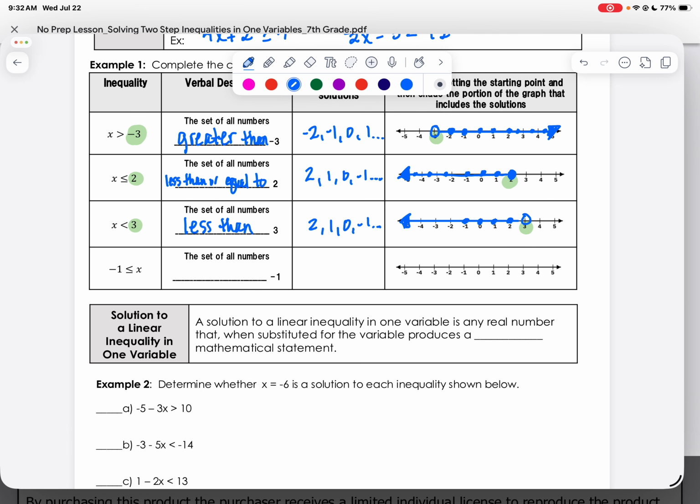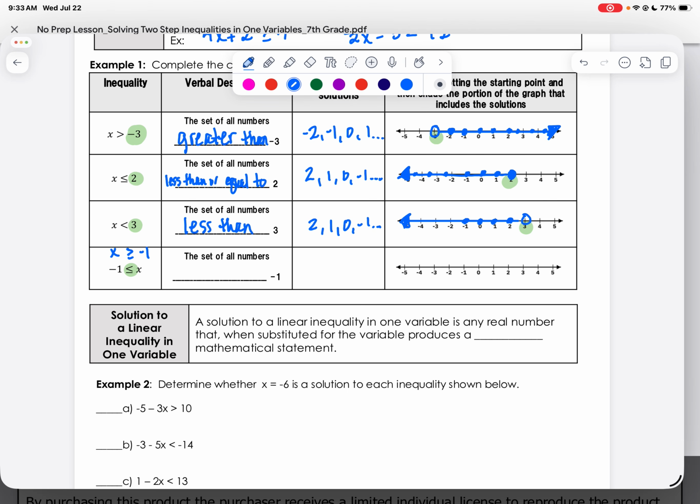Because notice that the variable this time is on the right. So before I plot the solution, I'm going to rewrite this where the variable is on the left side and the number is on the right side. Now, you want to make sure that your symbol opens up towards the x. So it would look like this. It's got to open up towards the x.